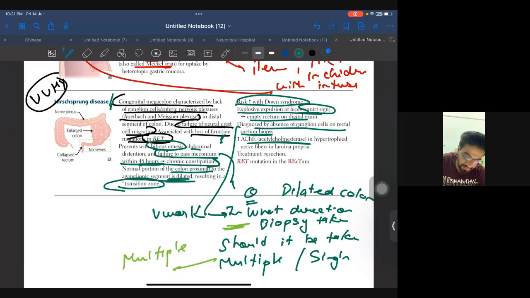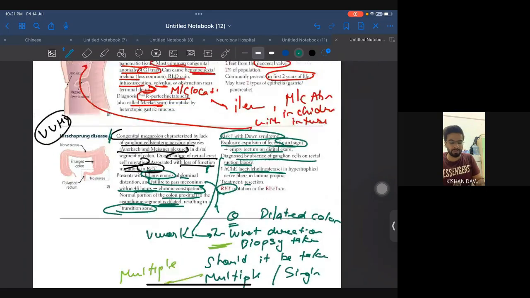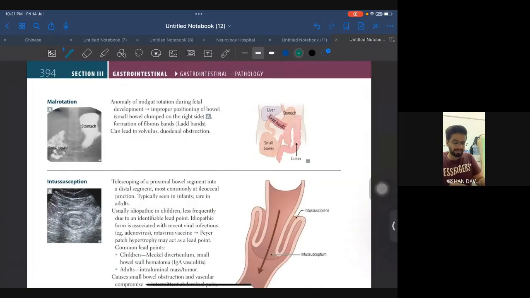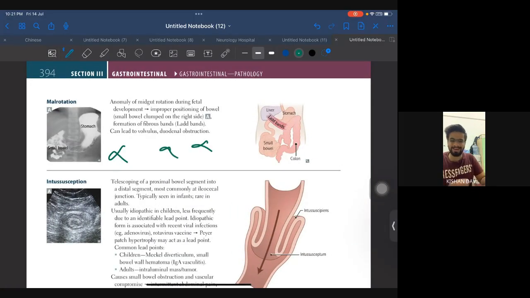Increase in acetylcholinesterase, treatment is resection. So all these important one-liners, everything is important, guys. Everything is important. GIT will focus on any information. Okay, don't worry, it is very easy to pick out. The more questions you solve, the more exposure you will get. Simple. Okay. Malrotation, they haven't asked many questions. So you can leave it.